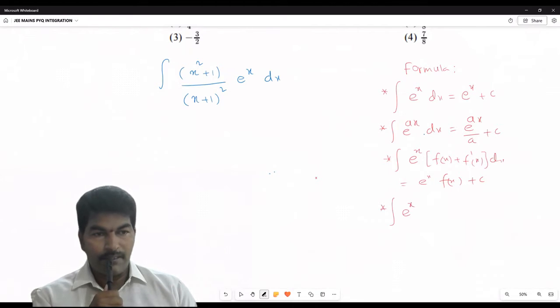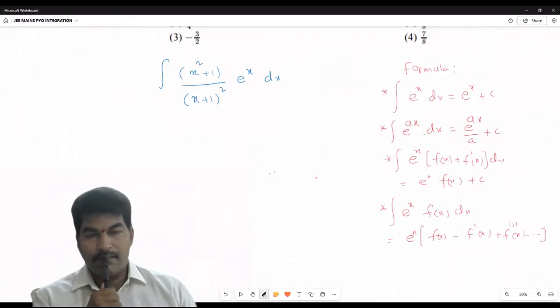And sometimes you can see e power x into f of x dx. Then in that case, the answer is e power x of (f of x minus f dash of x plus f double dash of x minus f triple dash of x, and so on). However many derivatives you can take for that function f of x, you can substitute all those values.